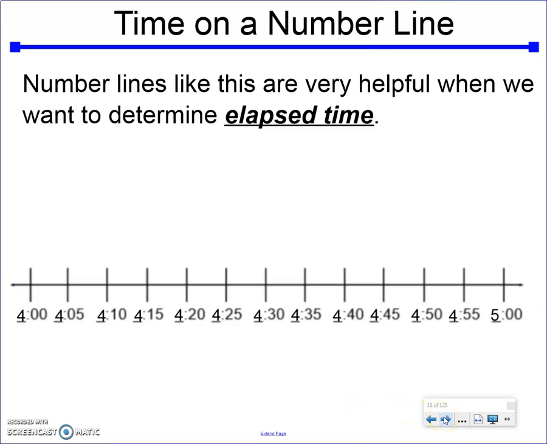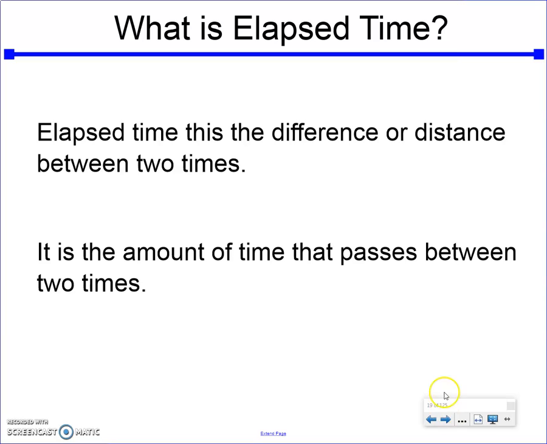You might be wondering to yourself, what is elapsed time? Why would we want to determine it? Well, elapsed time is the difference or distance between two times. It is the amount of time that passes between two times, the amount of time that passes between a start time and a stop time.